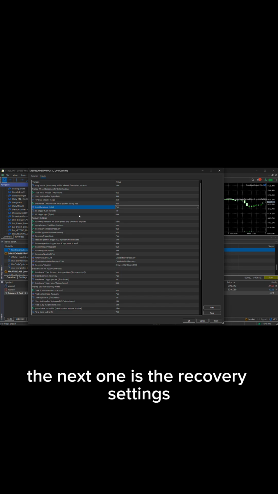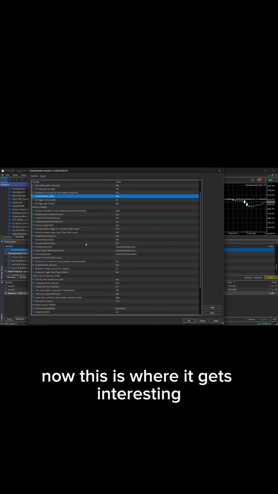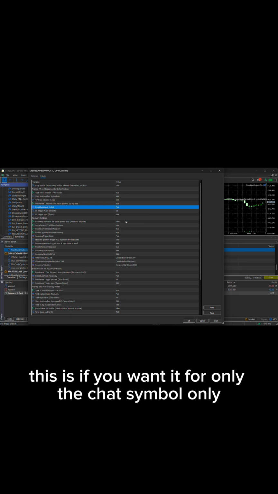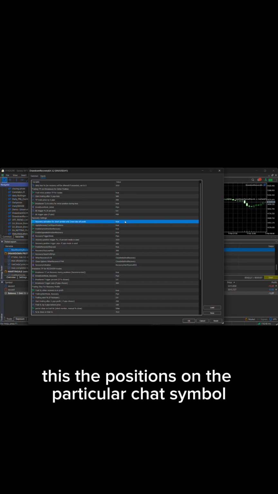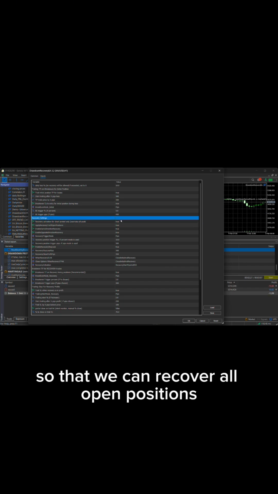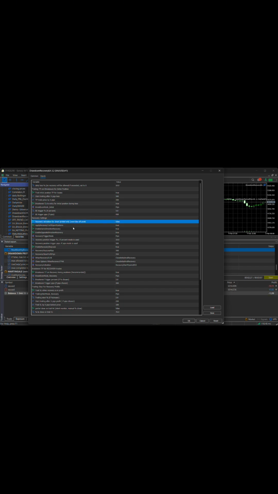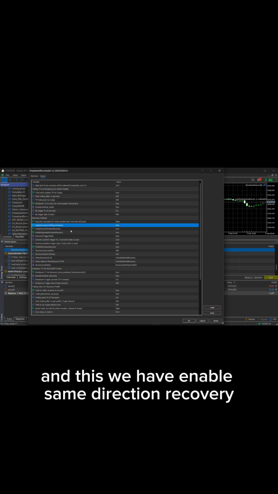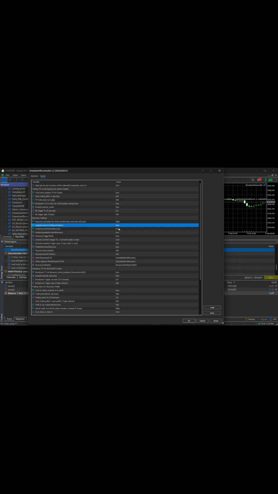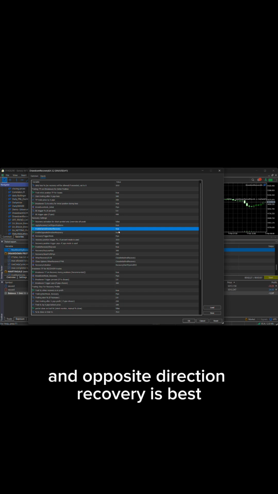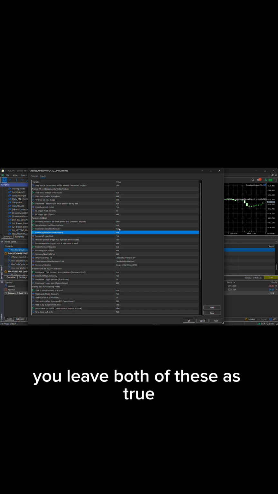the next one is the recovery settings. Now this is where it gets interesting. The first one is recovery activation for chart symbol only. This is if you want it for only the positions on the particular chart symbol. For example, here we have XAUUSD, but I'm going to leave it as false so that we can recover all open positions, right? That's the next one. And this, we have enable same direction recovery. This is if you want it to open same direction recovery and opposite direction recovery. It's best you leave both of these as true.